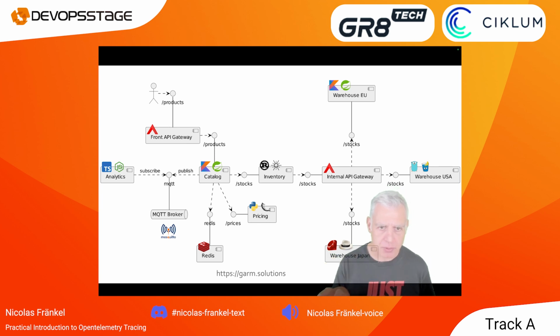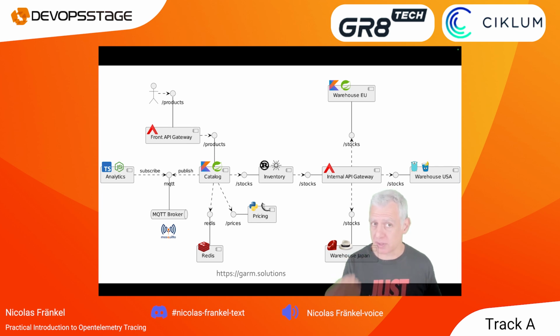Each of the warehouses is developed in a specific technology. In front, I have another API gateway, which is the internal one just for the warehouses. So I have one that is still in Kotlin and Spring Boot, but instead of running on the JVM, I'm using GraalVM to make a native executable out of it.